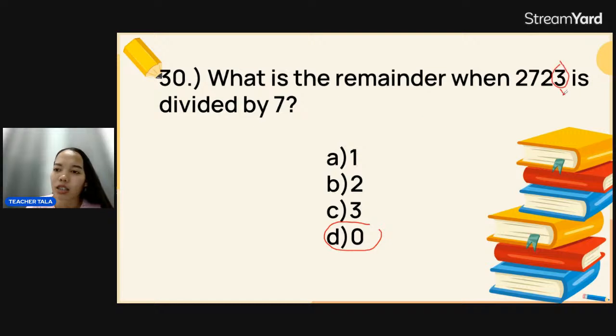So what we will do is let's multiply this by 2. That's 6. So we subtract. So 266, right? Now we can't yet mentally think if 266 is divisible by 7. So let's see. We multiply 6 by 2 again. Then it becomes 12. Now let's subtract 12 from 26. That will be 14. Is 14 divisible by 7? Yes. So the answer is 0. Why? 2,723 is divisible by 7, so the remainder is 0. Alright.